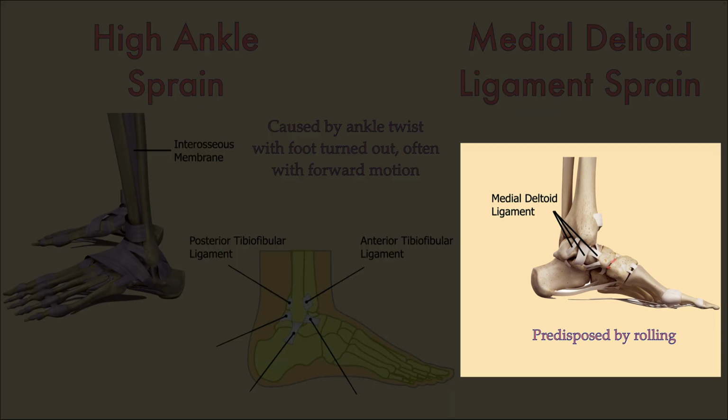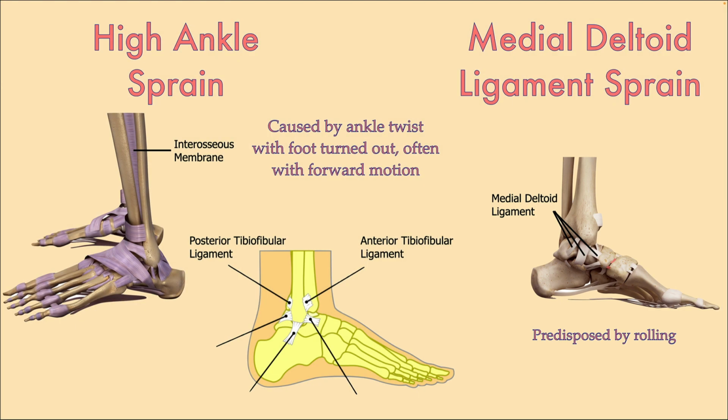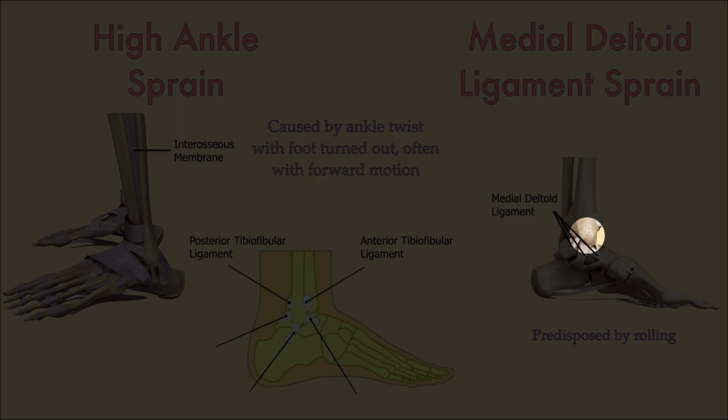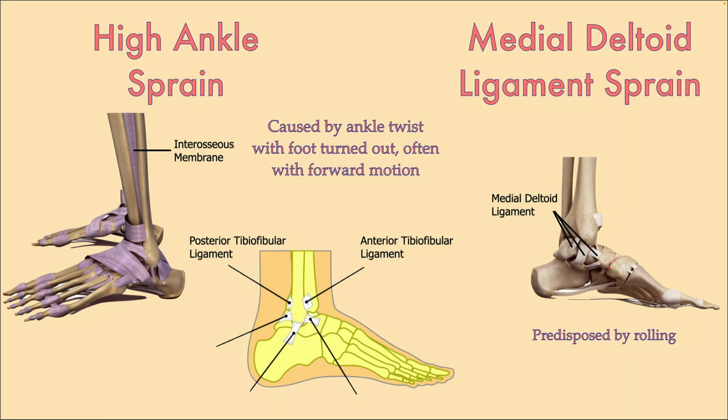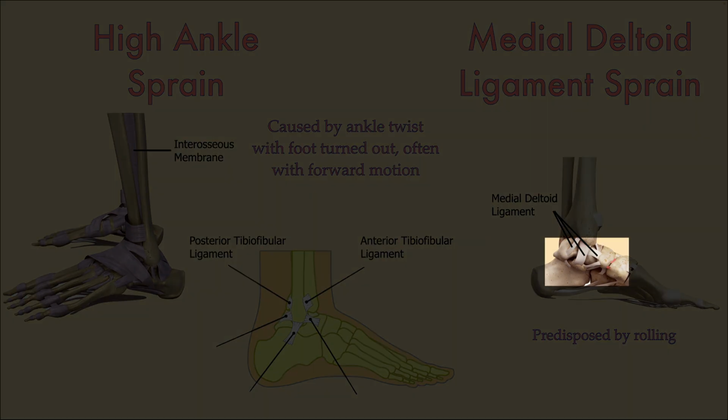Now here we're looking at the inside of your foot and that inside ankle bone. From that inside ankle bone that's on your tibia, you've got a little fan of ligaments. They are individual ligaments.